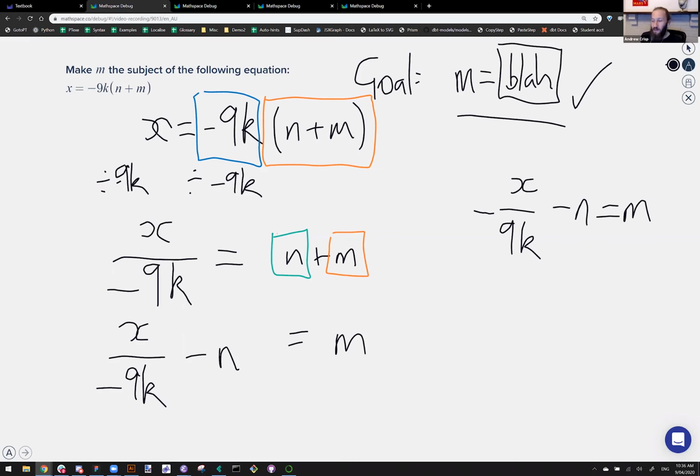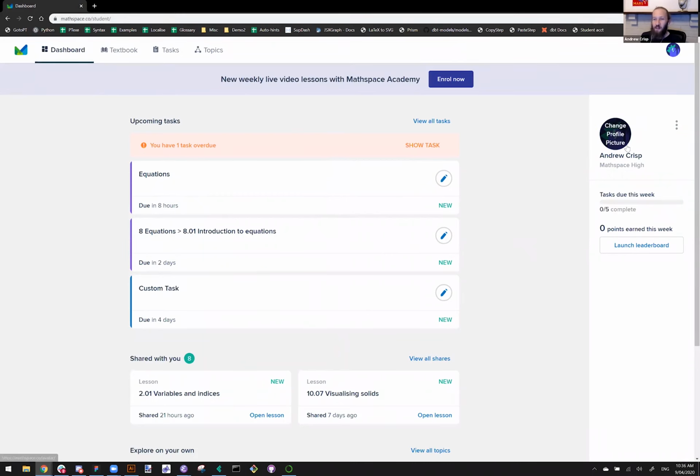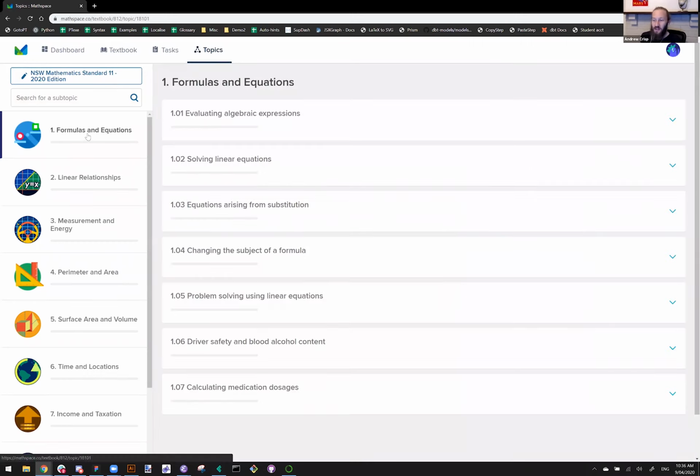Maybe some people have joined late. Here's my student page, David Bowie dinosaur, best avatar. And here I have my dashboard. It's what you see when you log in. And if you click into the topics page, make sure that you have New South Wales Maths Standard 11 or the appropriate one for your state selected. And the first one should be formulas and equations. Go ahead and prove it to yourself, to your teachers, everybody, that you're all the way across this.